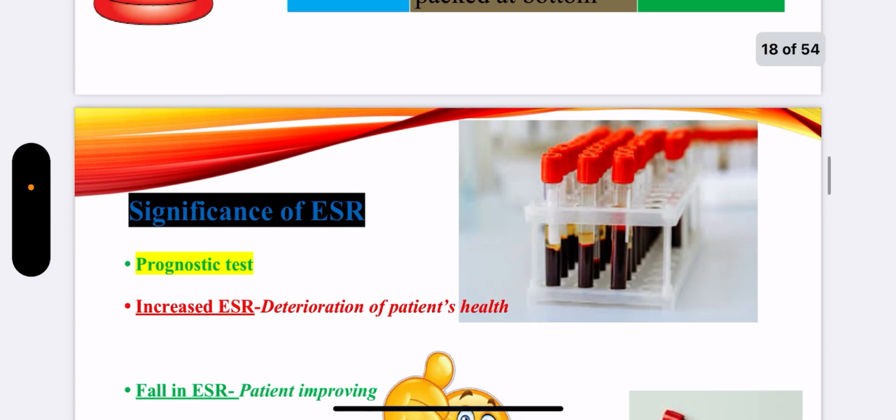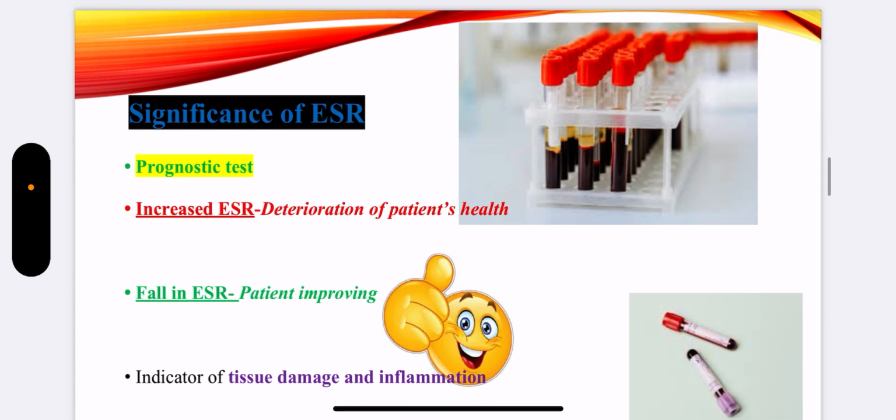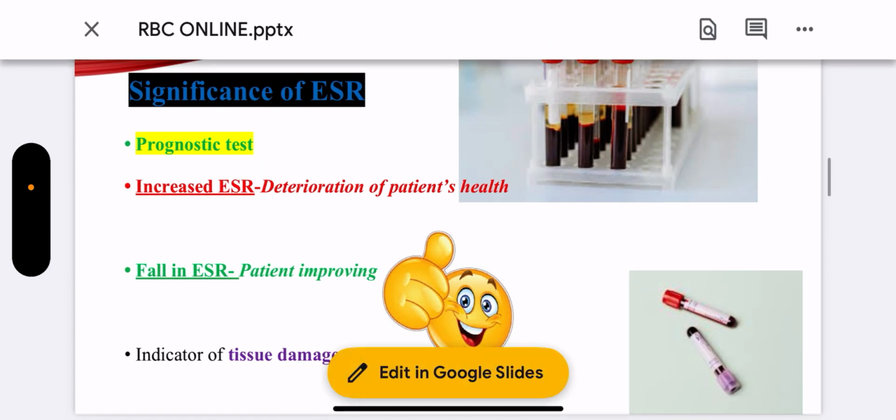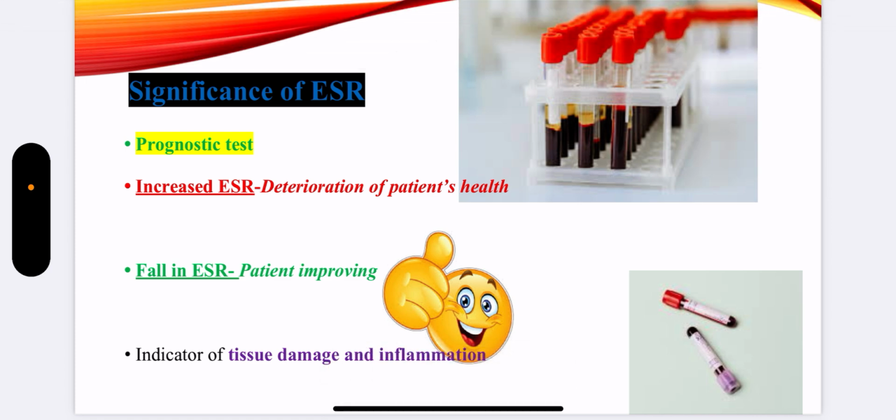Now, what is the significance of estimation of ESR? Always remember, it is not a diagnostic test. It is a prognostic test. What is the difference between diagnostic and prognostic? Diagnostic, you directly reach the diagnosis. You can tell, okay, the patient is suffering from tuberculosis, arthritis, etc. Prognostic can tell whether the patient is improving or the health is deteriorating.